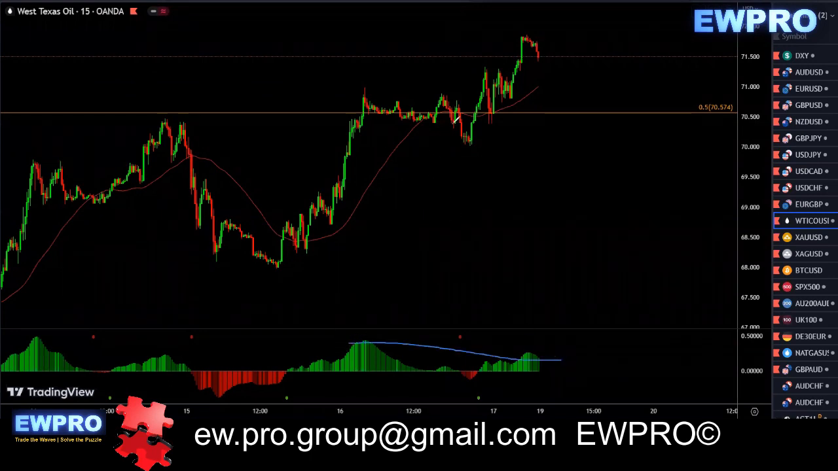M15, we've got a bearish divergence, so if you got a break under this low here, well then a correction, then you could look for a sell.